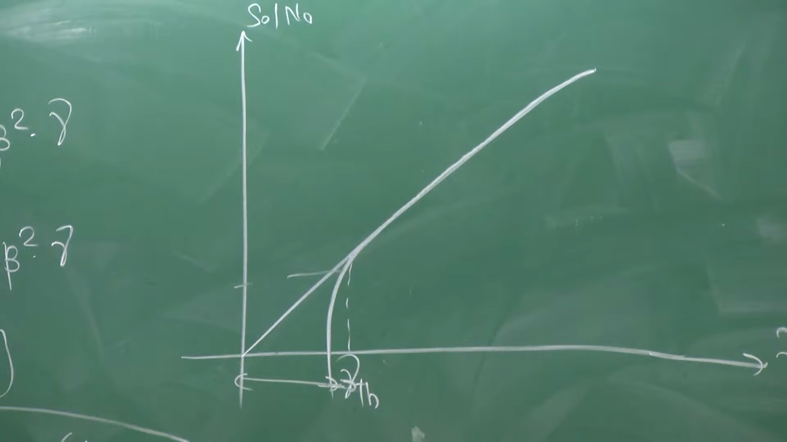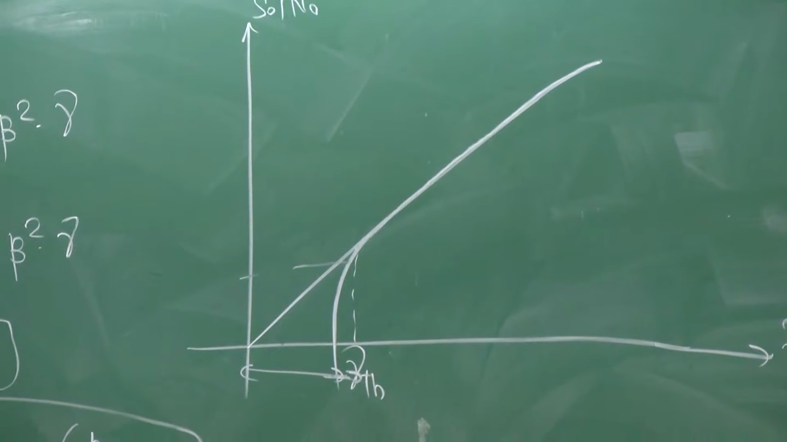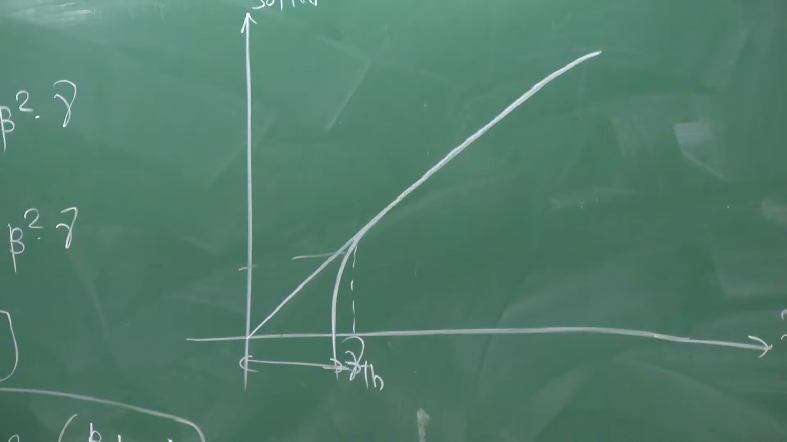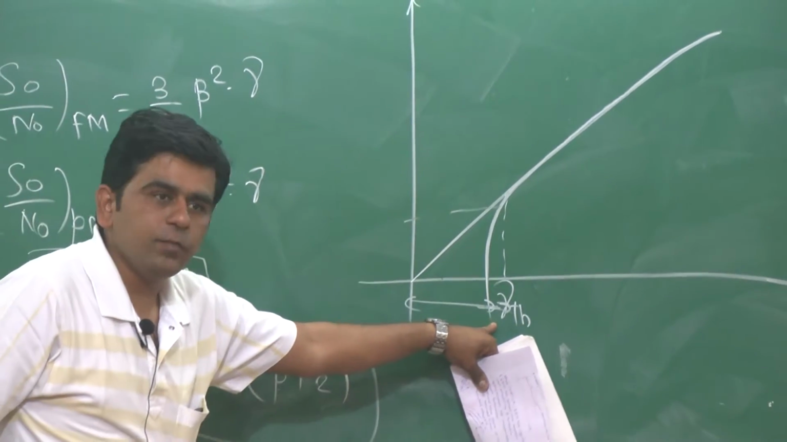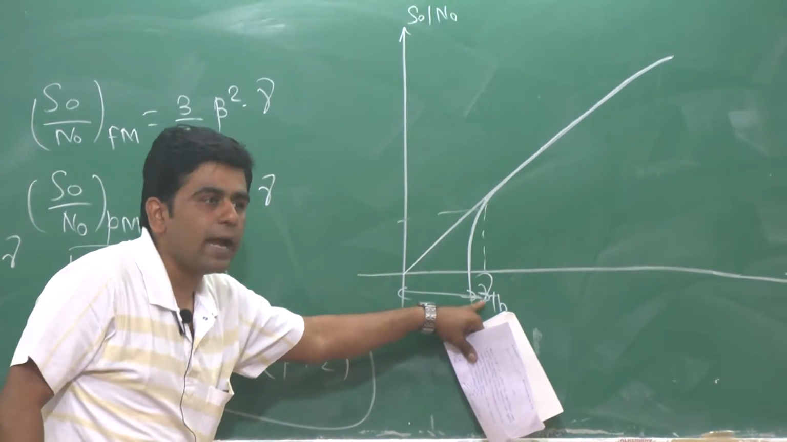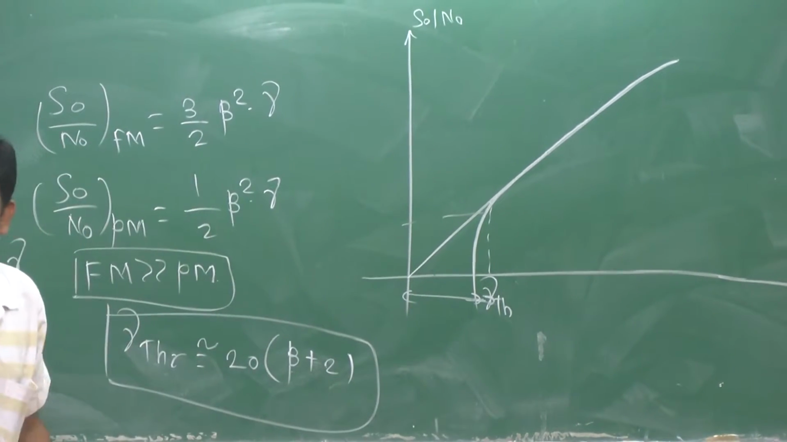Generally for AM we are working with songs or voice communication, where this gamma threshold is minimum. There is no effect of gamma threshold in AM modulation.